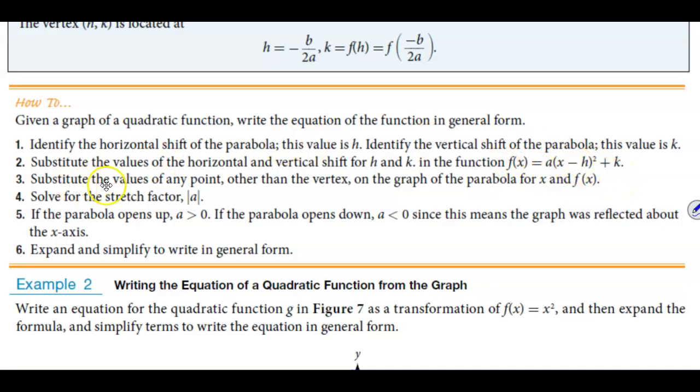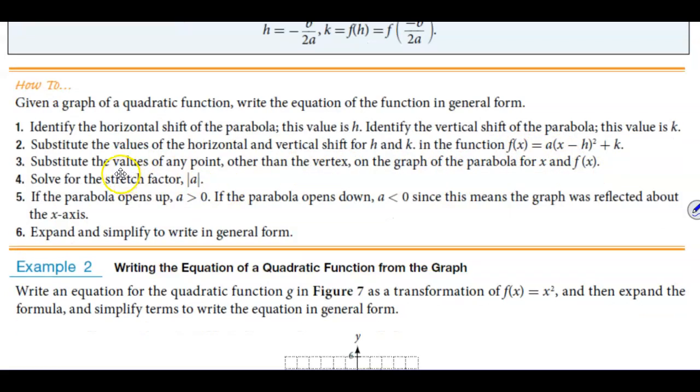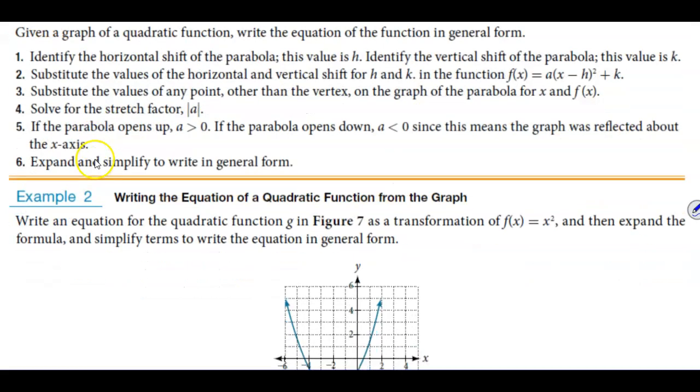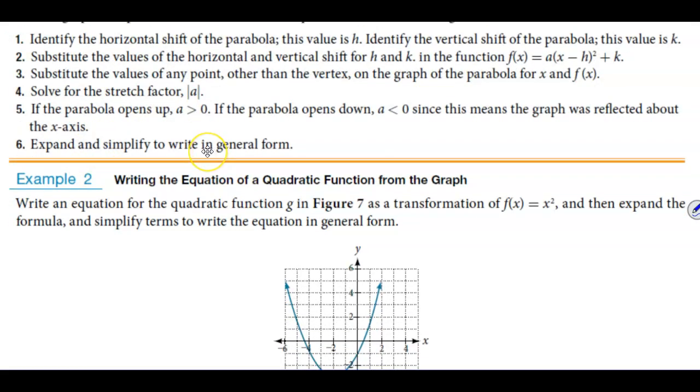And then we're going to substitute the values of any point other than the vertex on the graph of the parabola for x and f(x). And then we're going to solve for the stretch factor, the absolute value of a. If the parabola opens up, then we know that a is greater than 0. If the parabola opens down, then we know that a is less than 0, since this means the graph was reflected about the x-axis. And then we would expand and then simplify to write in general form.